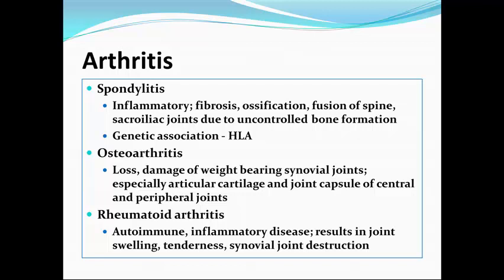So a fairly small number, but as we know, we're learning more and more about the interleukins and their role as inflammatory cytokines. What happens with spondylitis is that the inflammatory response involving the T cells and the cytokines leads to a fibrotic state, ossification, and then fusion within the spine and the sacroiliac joints. And this fusion is due to uncontrolled bone formation.